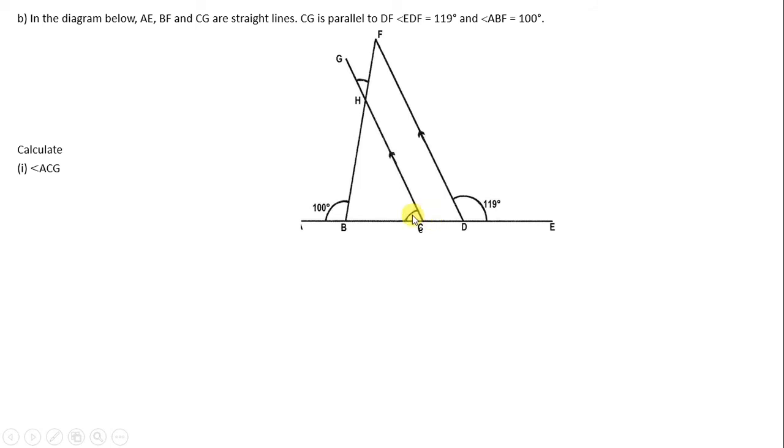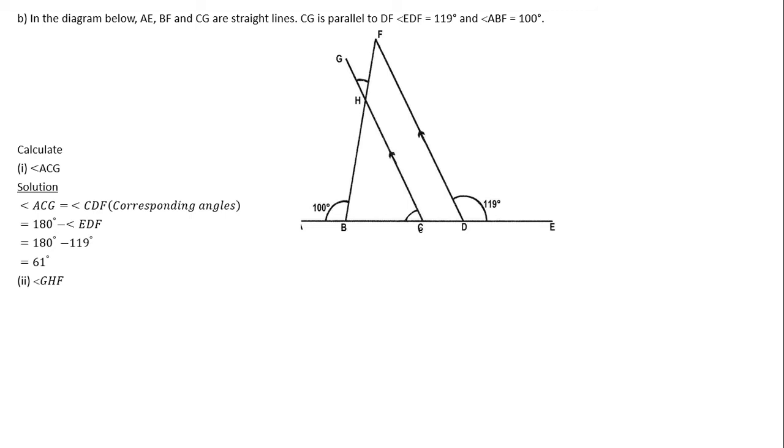But angles on a straight line add up to 180. So when you add this angle and 119, you're supposed to get 180 degrees. So we are saying corresponding angles are equal, so angle ACG is equal to angle CDF. To find this angle here, we add those two, and they are supposed to give 180 degrees. So we subtract 180 degrees minus 119. Therefore, angle ACG is equal to 61 degrees.